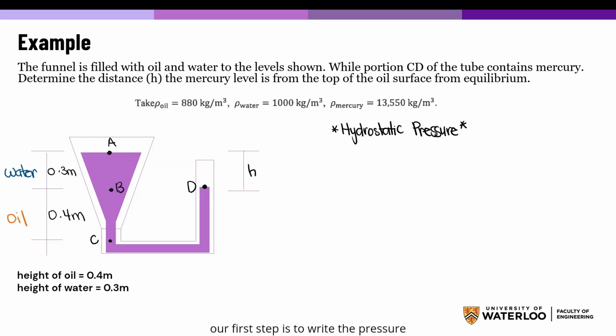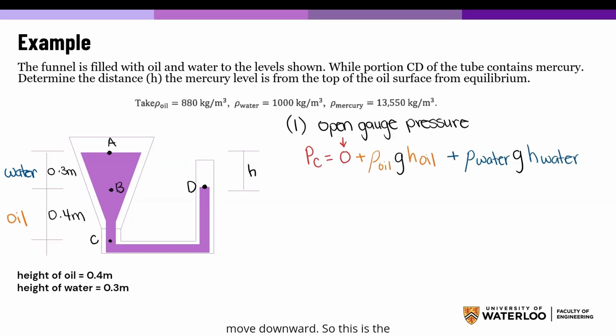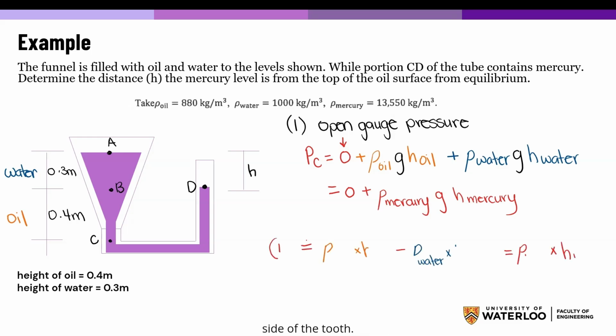Our first step is to write the pressure at point C. Starting from the open top, the pressure is atmospheric, so the gauge pressure is equal to 0, and we move downward. So this is the pressure at point C due to the oil and water above it. Next, we write the pressure at point D, the right side or the mercury side. Now go down from the open surface to point D through the mercury. H mercury is the height of the mercury column from the bottom point C to the mercury surface in the right-hand side of the tube.